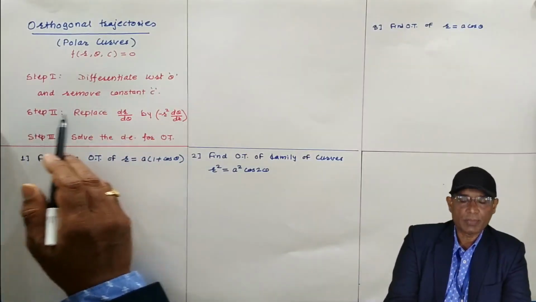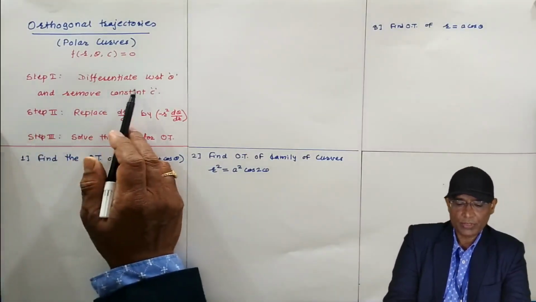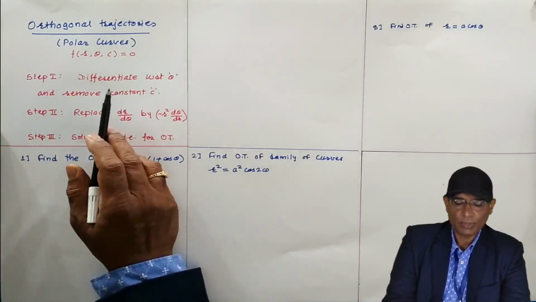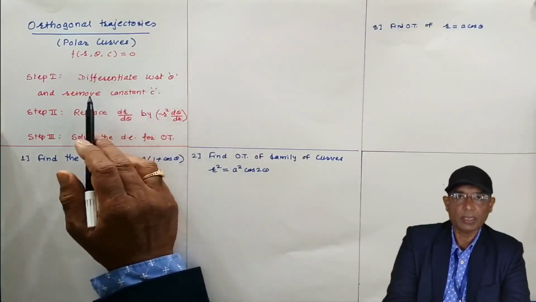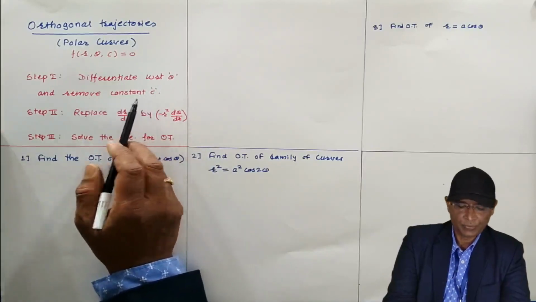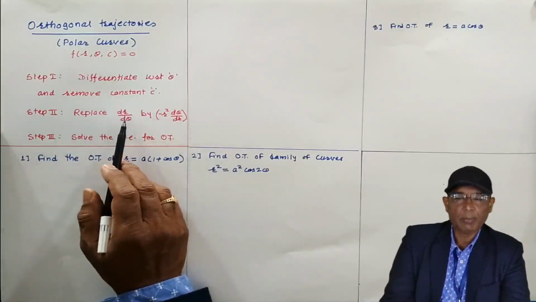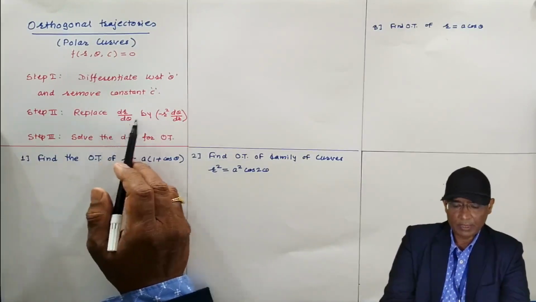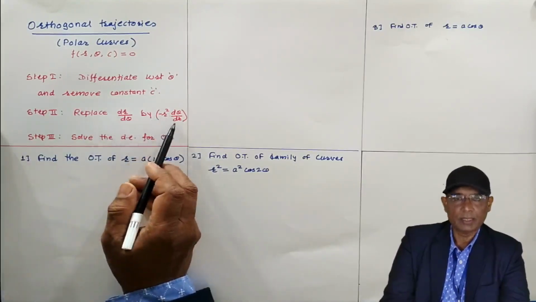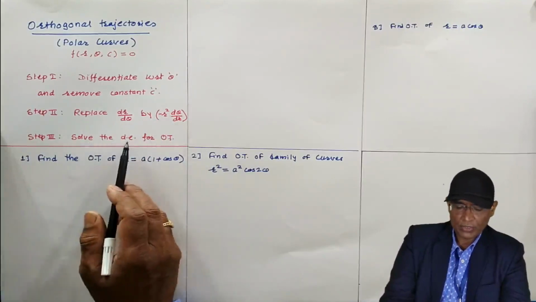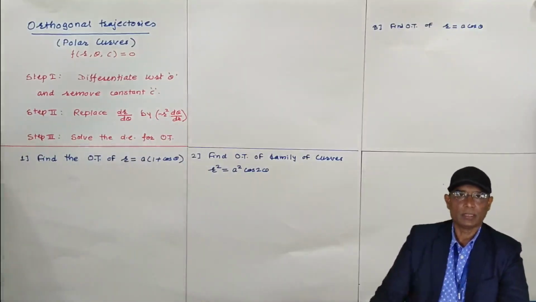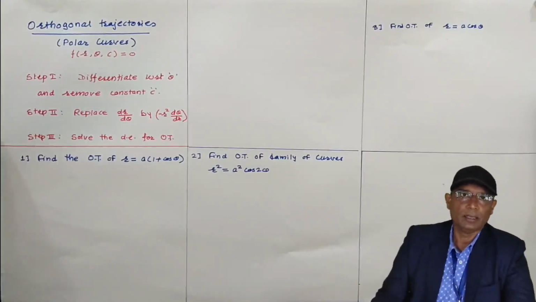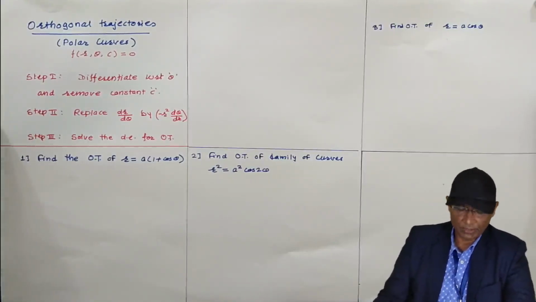The steps are similar. Step 1, differentiate with respect to theta and remove constant c. Here in Cartesian, what we have done is differentiate with respect to x and remove constant c. Replace dy by dx with minus dx by dy. Here we are replacing dr by d theta with minus r square d theta by dr. Then solve the differential equation for the orthogonal trajectory. The same steps, only here we have r and theta, while in Cartesian there are x and y.